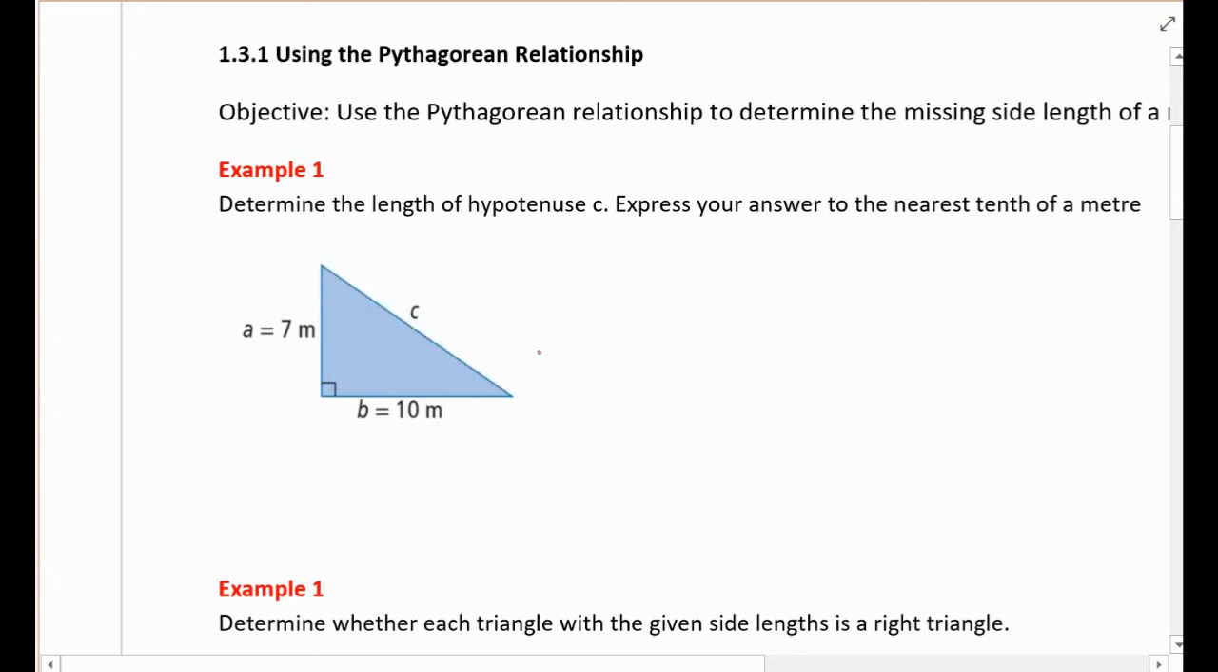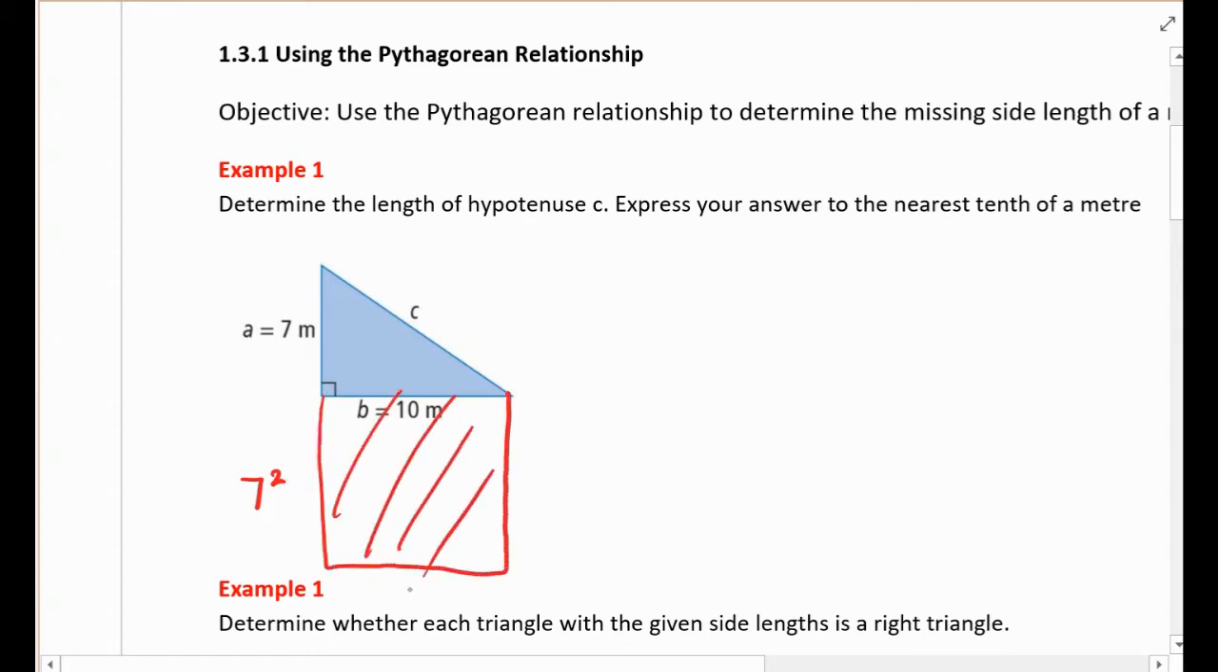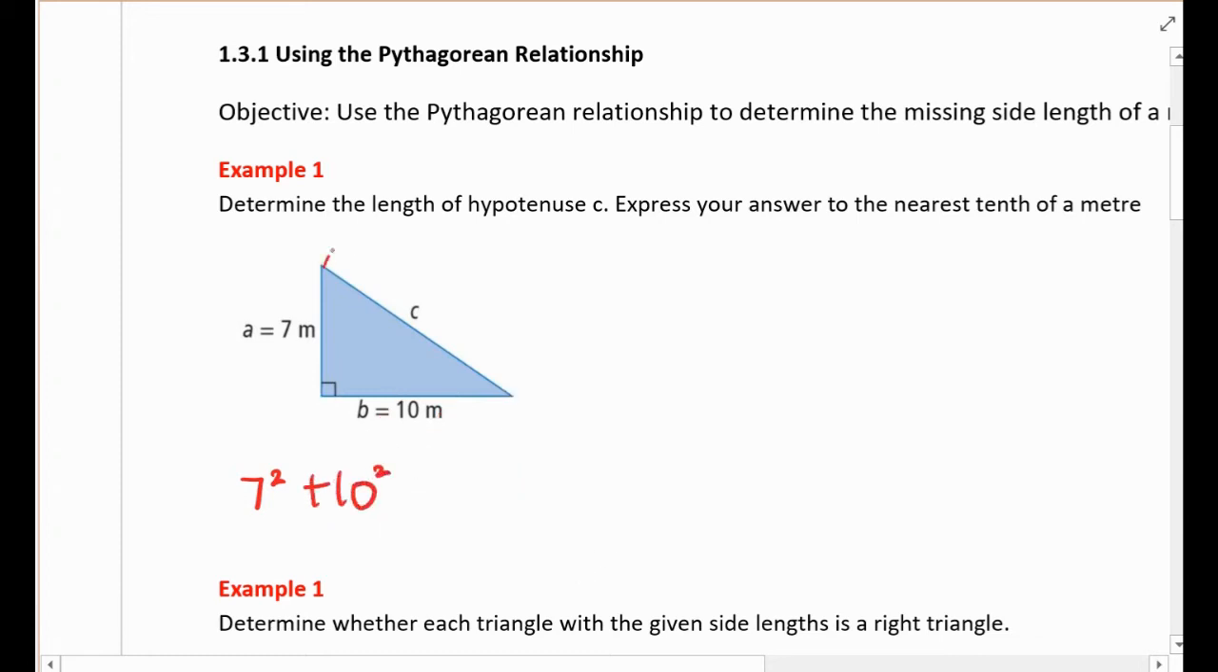What we do is find the area of a square on this side, which will be 7 squared, and the area of a square on this side, which will be 10 squared. And we find the area of a square on this side, which will be c squared. So basically, the square of 7 plus the square of 10 is equal to the square of c.